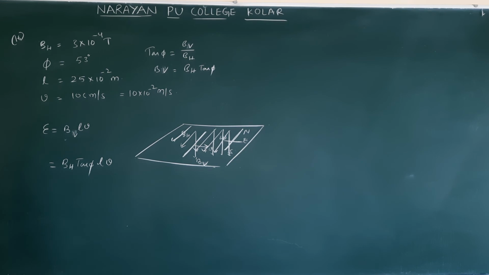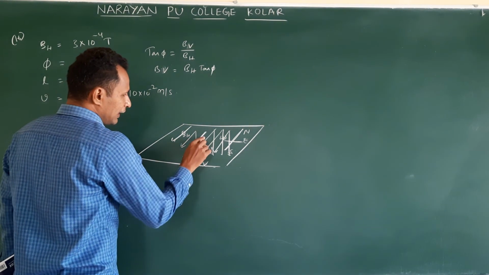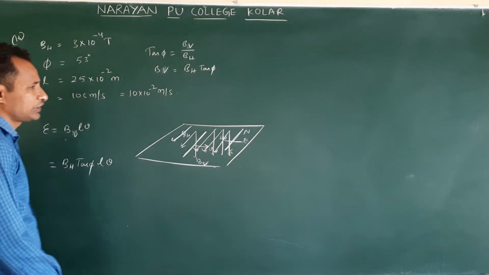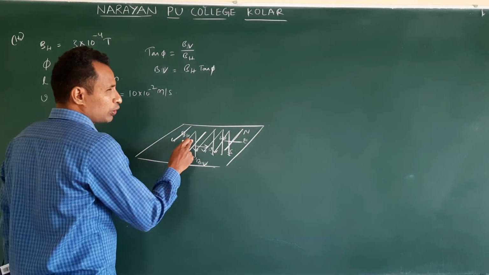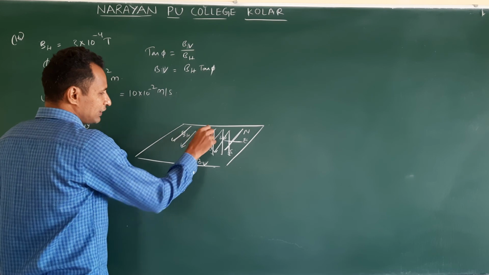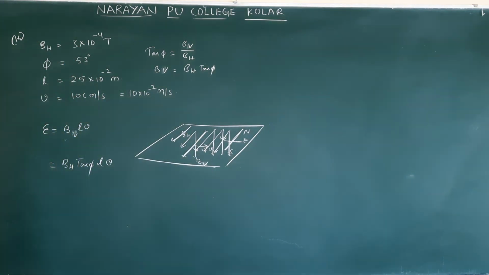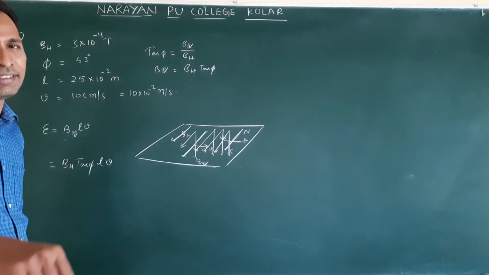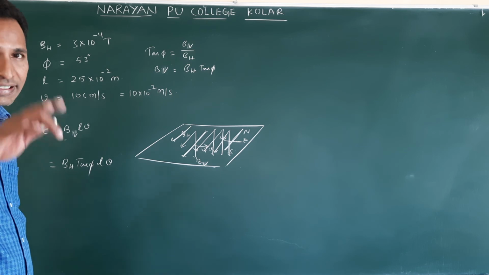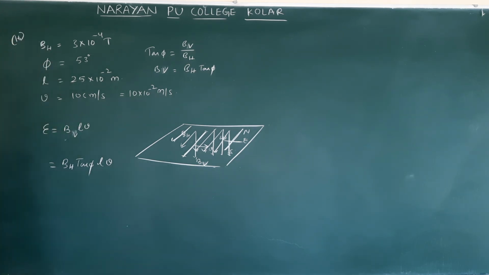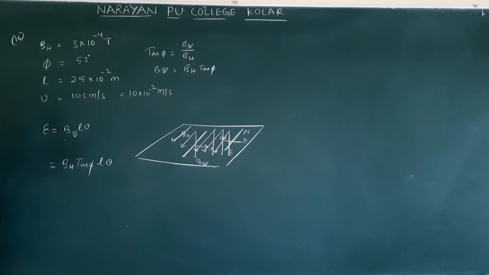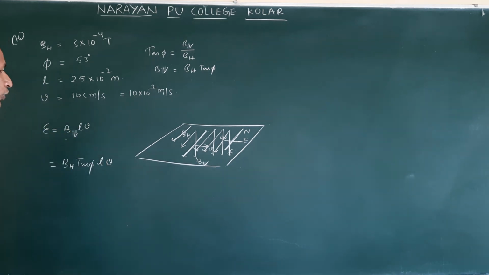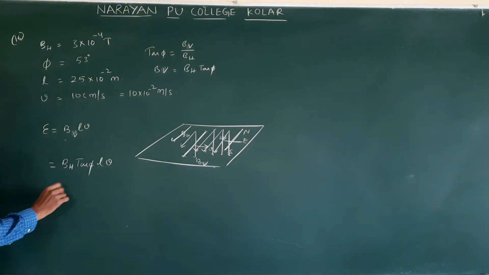Clear? Understand? B_V, L and V, all three are perpendicular to each other. Don't take B_H. If you take B_H, what will happen? B_H is parallel to the length of the rod. But in our motional EMF consideration, field, length, and velocity, all three are perpendicular to each other. Whenever we are calculating EMF, we need to take this condition. All three mutually perpendicular. If not, we make it so.